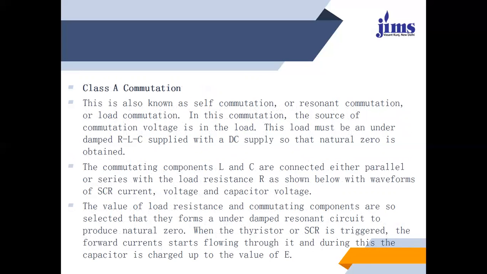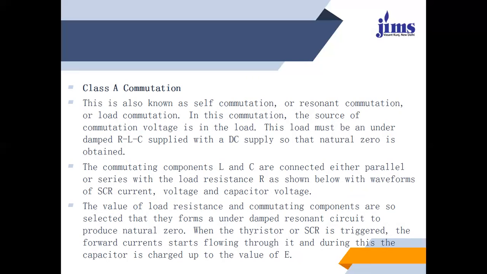Class A type commutation is also known as self commutation or resonant commutation or load commutation. In this commutation, the source of commutation voltage is in the load. This load must be an under-damped RLC circuit supplied with a DC supply so that natural current zero is obtained. The commutating components L and C are connected either in parallel or in series with the load resistance R.